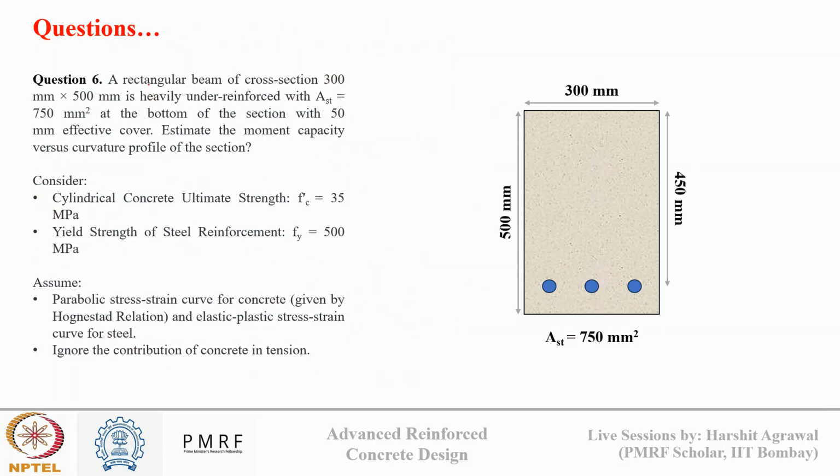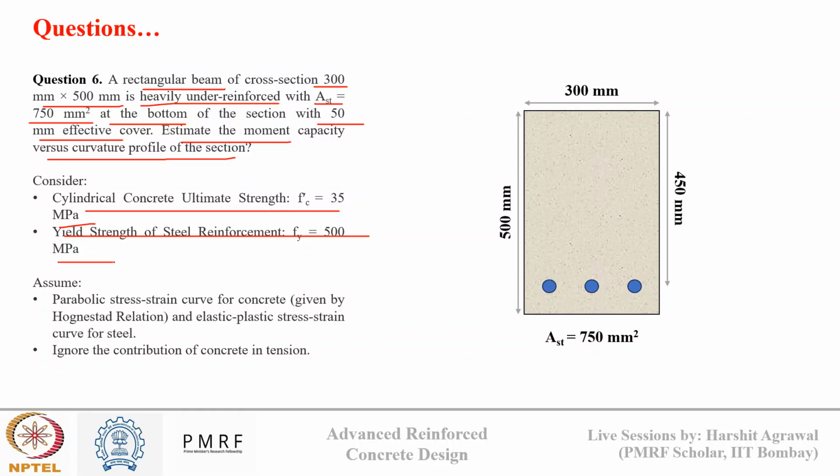So we have been given a rectangular beam of cross section 300 by 500 mm, and it is heavily under reinforced. We have provided a very small reinforcement area at the bottom with an effective cover of 50 mm. And we need to estimate the moment capacity versus curvature profile of the section. We know the cylindrical concrete ultimate strength is 35 MPa, and we know the yield strength of steel is 500 MPa.